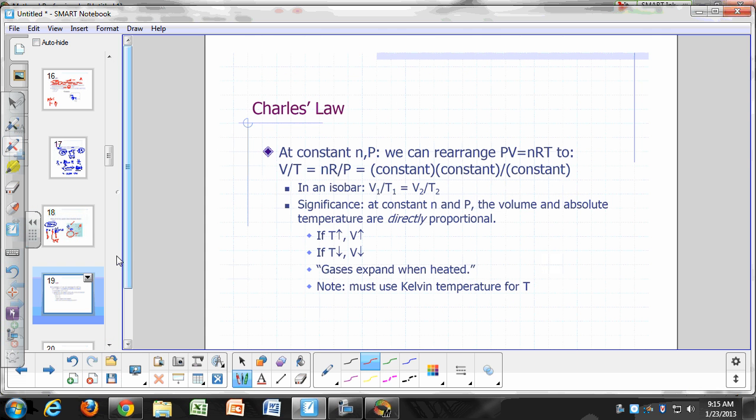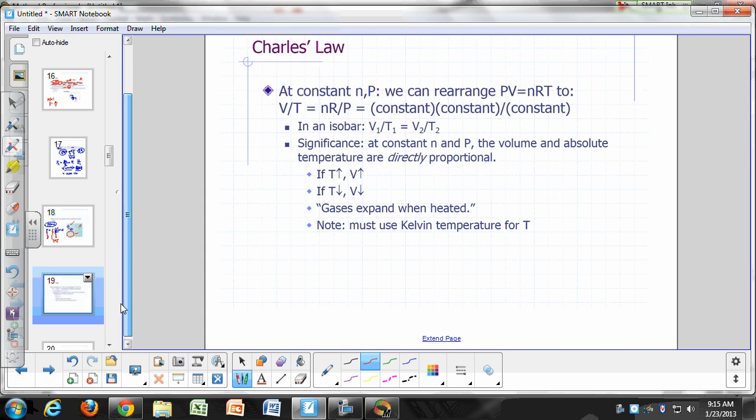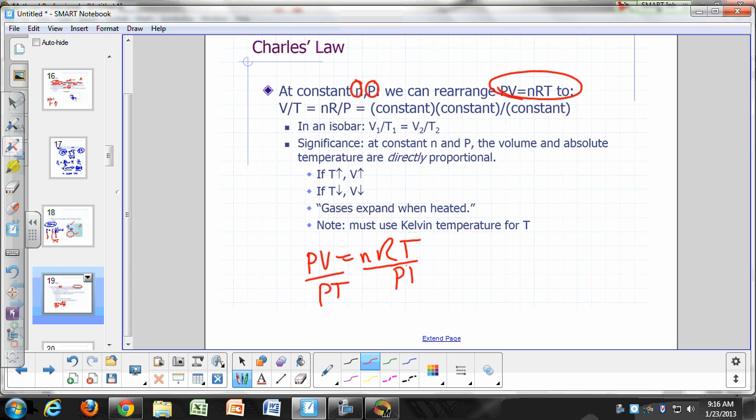All right, let's talk about Charles' law. Charles' law deals with the relationship between volume and temperature if you're dealing with a fixed amount of gas, a constant n, at constant pressure. So if you have PV equals nRT, you can rearrange that. Divide both sides by PT. Pressure cancels out, temperature cancels out here. So you can say that V over T is equal to nR over P.